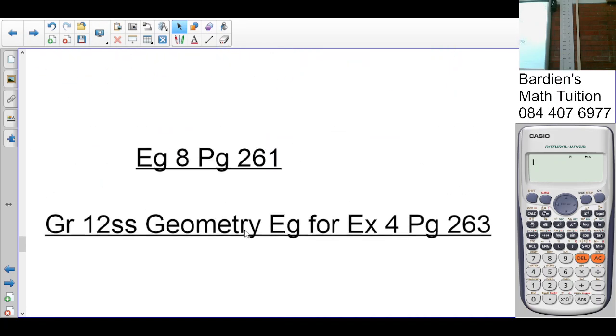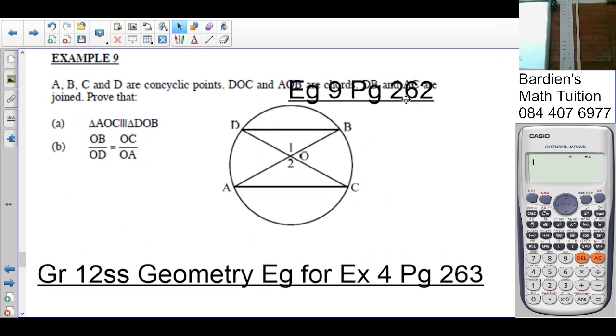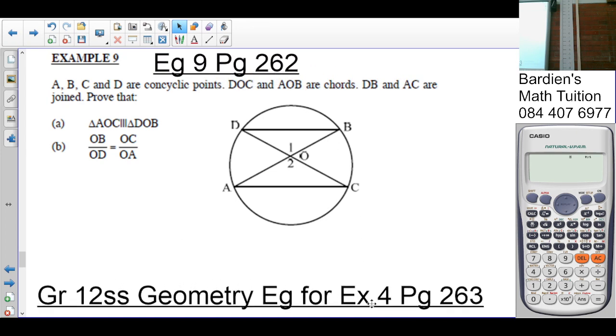We're looking at example 8. And the next, example 9, sorry. On the next page. Example 9 on page 262, we are told A, B, C, and D are concyclic points. What does that mean? Concyclic. Means to say that A, B, C, and D are points on the circumference of the circle. Okay, it's concyclic. Then DOC and BOA are chords. Then we are told that BD and AC are joined.